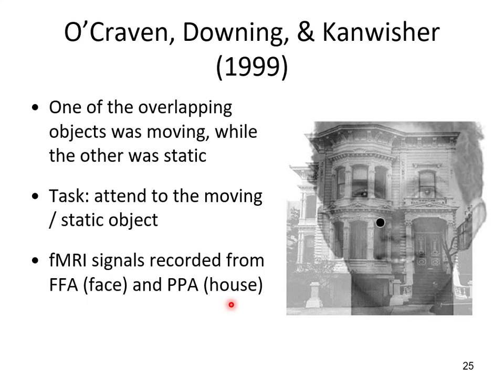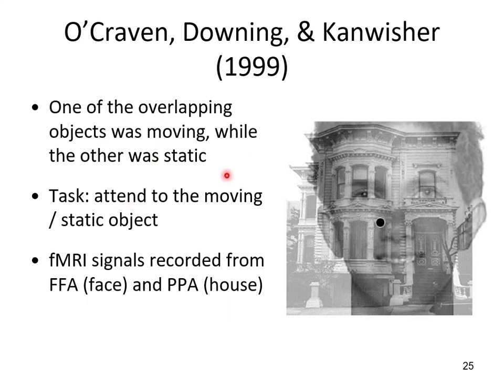To make a guess, if we can attend to the face, then when we are really attending to the face, the FFA will probably have stronger activation, and the PPA will probably have poorer activation. However, if we do not actually have object-based attention and there is only spatial attention, then whenever we look at this location, we can see both of them, right? Then both should get activated equally.